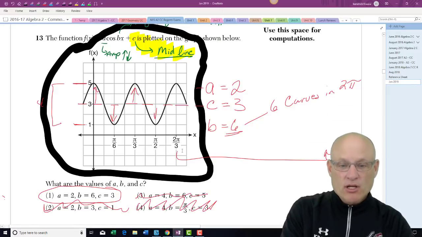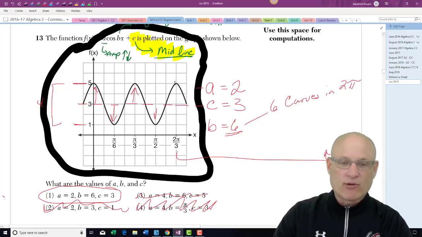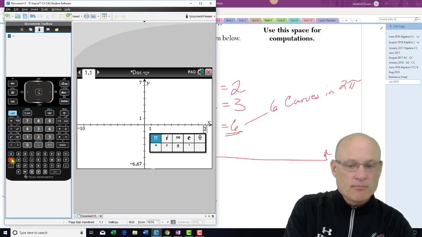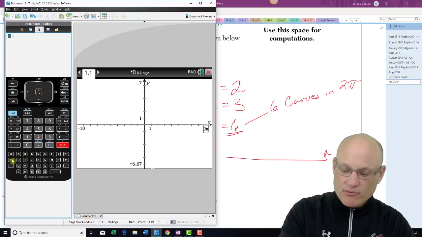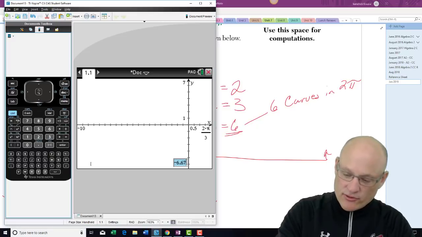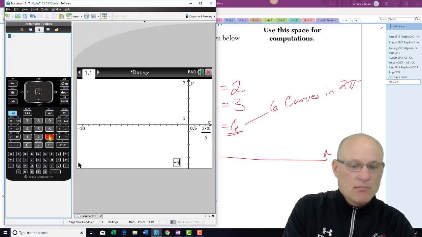Now this right number, I'm just going to go to 2 pi over 3. So that means I'll end right here at the top. So 2 pi over 3. Come over here to the old pi button, pi divided by 3. And then I'm going to press tab again. And this is negative 1, 2, 3. So negative 3. I'm going to press tab again.